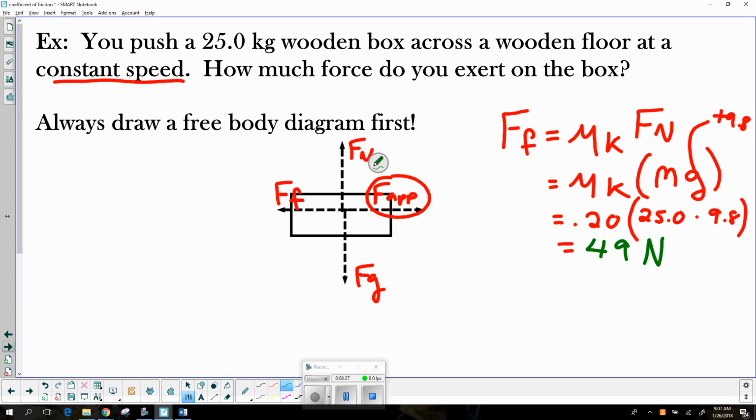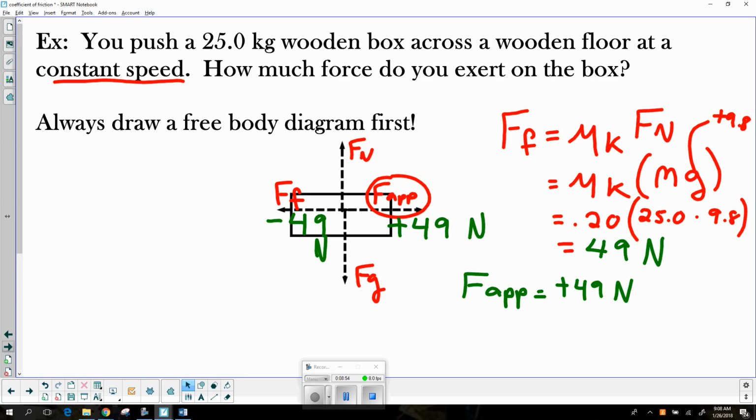I have to look at my free body diagram to figure out the direction. And so my frictional force is going to be negative 49 because it's going opposite of my applied force. So my applied force has to be positive 49 newtons. The only way you can tell the sign of the force you're trying to solve for is drawing that free body diagram, and it's the easiest way to do it.